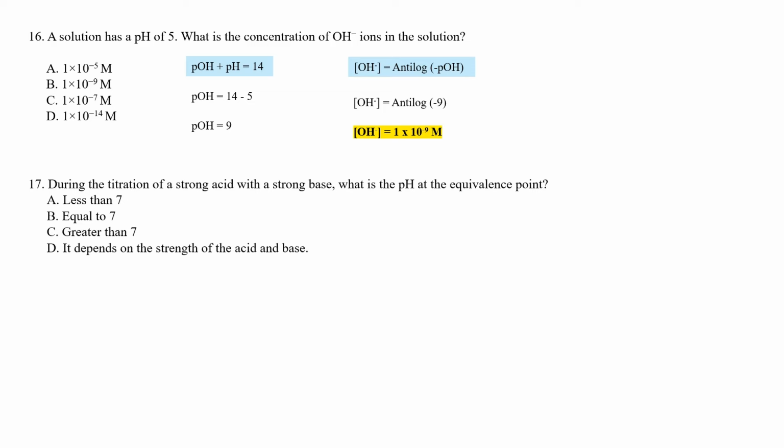Next question. During the titration of strong acid versus strong base, what is the pH at the equivalence point? This is strong acid versus strong base. Both are strong. Then the equivalence point pH is at the neutral pH, pH at 7. So the answer is pH equal to 7.